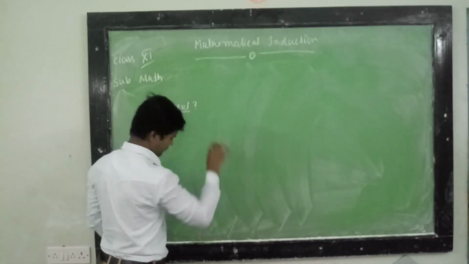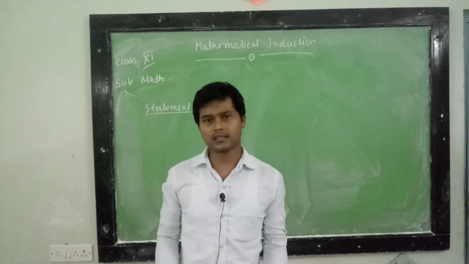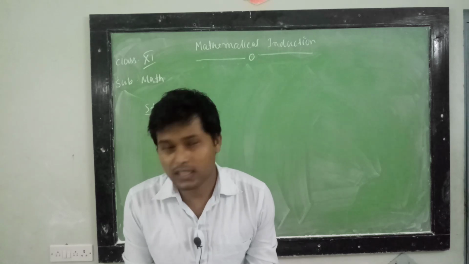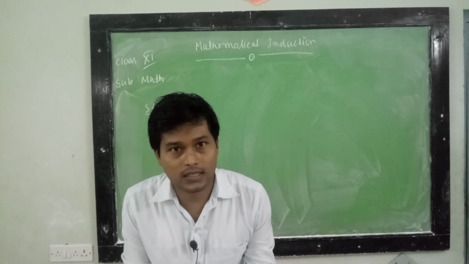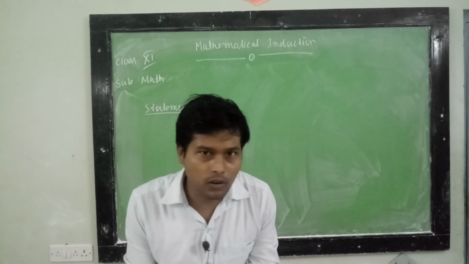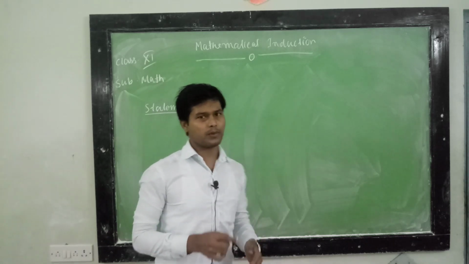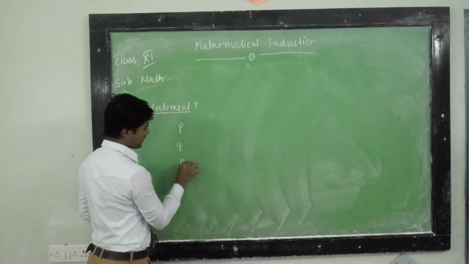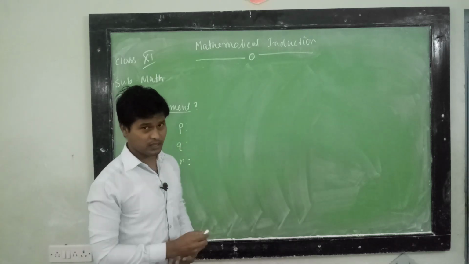What do you mean by statement? So in mathematics, a sentence is said to be a mathematical statement if it is either true or false, but not both. And a mathematical statement is denoted by P, Q, R, etc. So I am giving you some examples of mathematical statements.